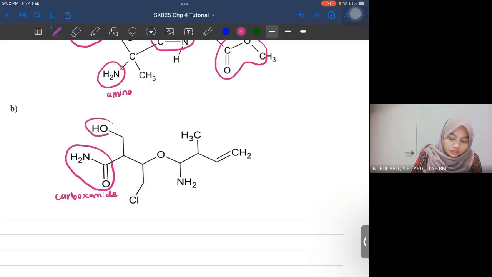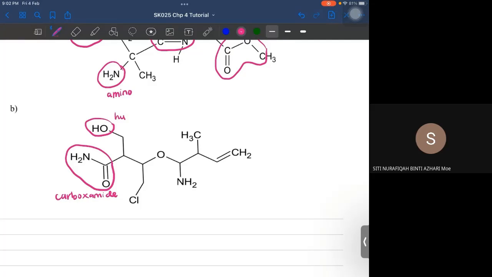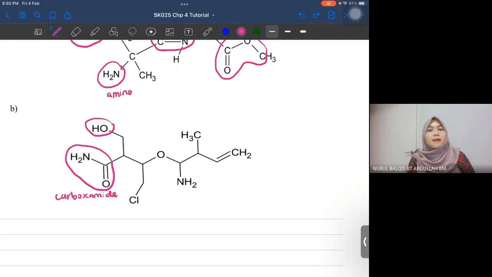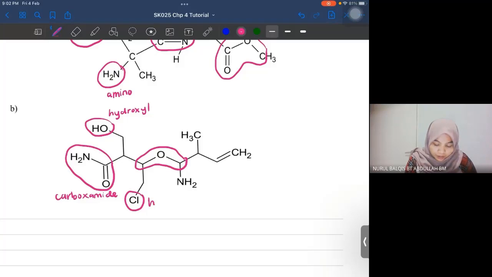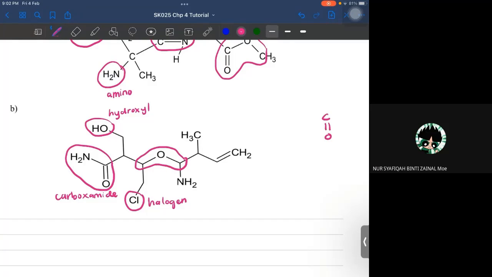This one. Alcohol. Alcohol is the class of compound. What about? Oh, hydroxyl. Yes, hydroxyl. Lagi? Halogen, okay, thank you. What about the one that I circled dekat atas tu? COC. Carbonyl, you should have carbon double bond O. Alkoxy group.